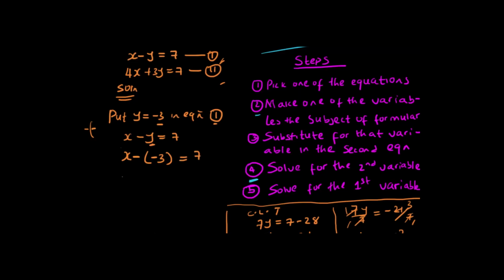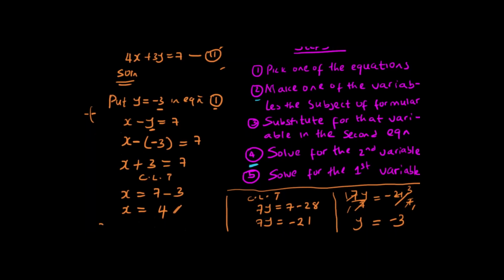Now let's open this bracket. Remember, bracket means times. So I have x, minus times minus will give me plus 3 equals to 7. Collect like terms. x equals to 7. When plus 3 crosses the equal to sign, it becomes minus 3. x equals 4. So I'm left with x equals to 4, y equals minus 3. Now remember, make sure you go through the steps from 1 to 2 to 3, and make sure you look at this again and again so that you get it perfectly.